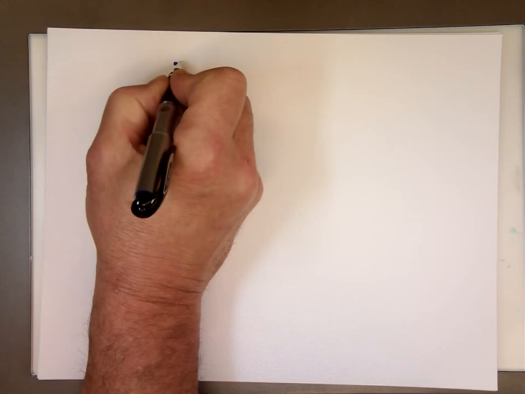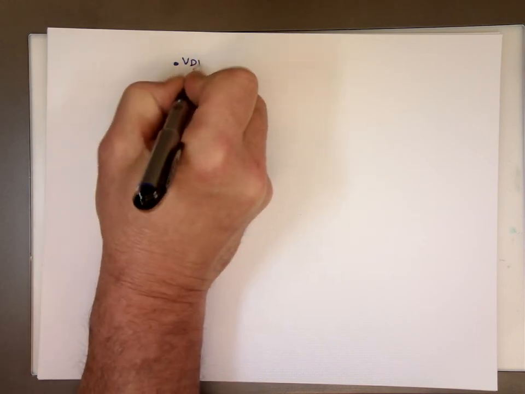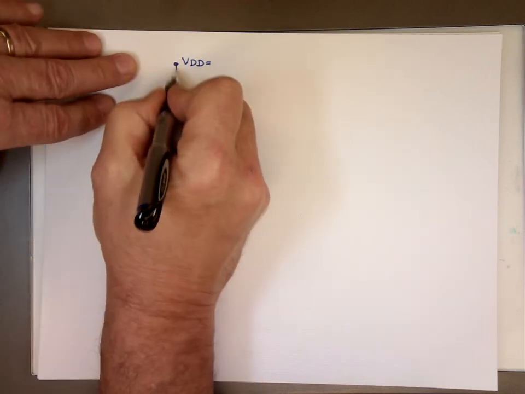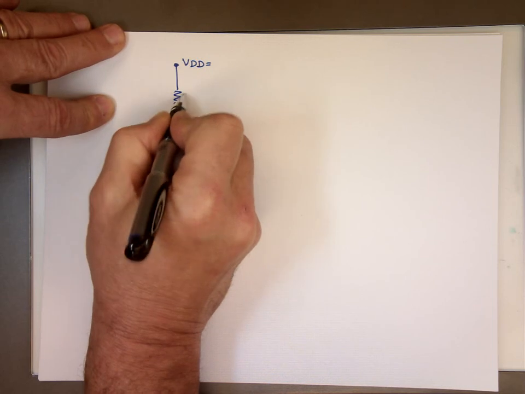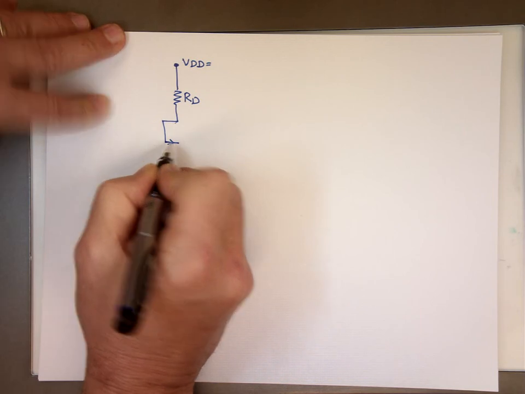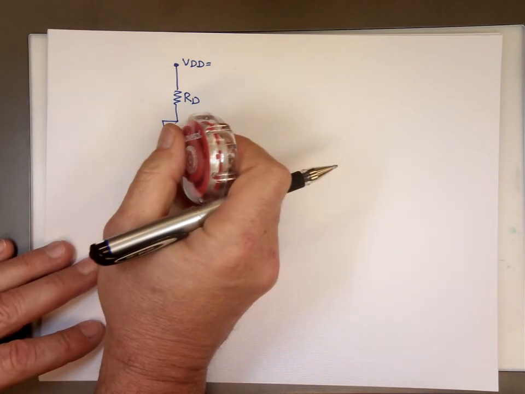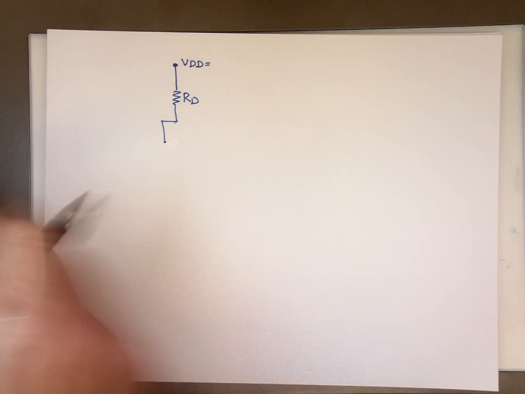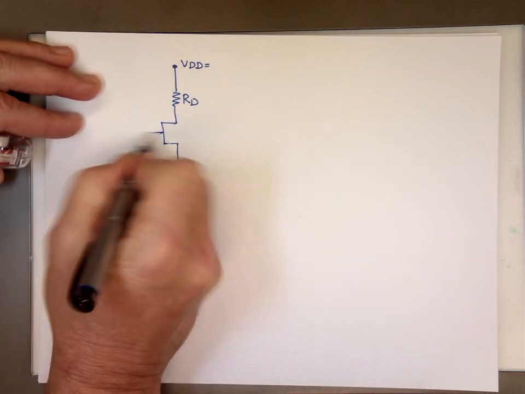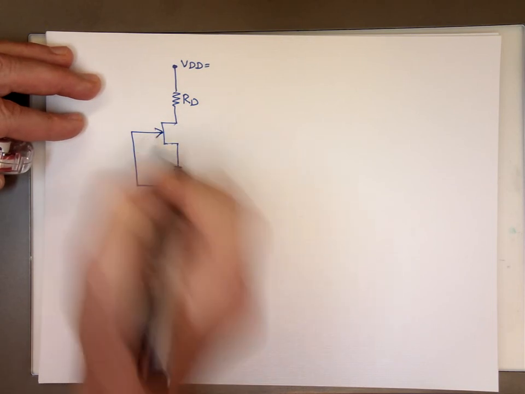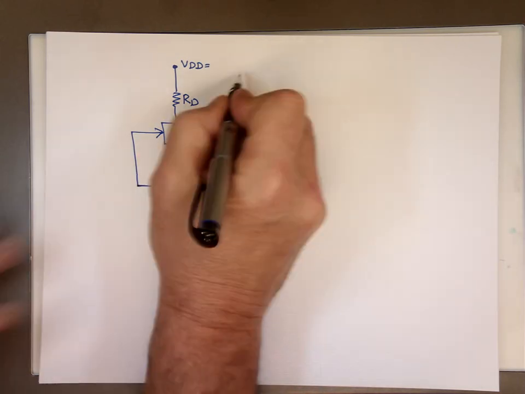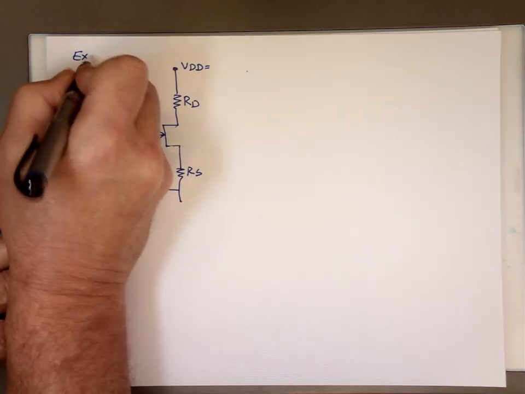Let's say we have VDD here, and I'll give you a number. I have R sub D here, unknown. Oh, I don't know why I drew that one. This is R sub S. So this is example 4.